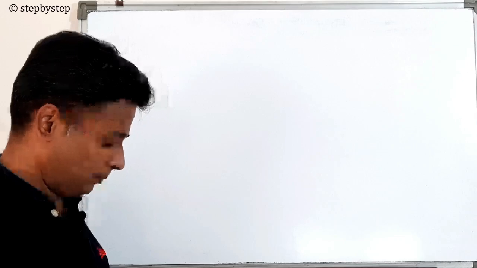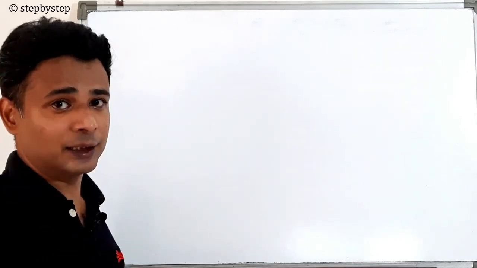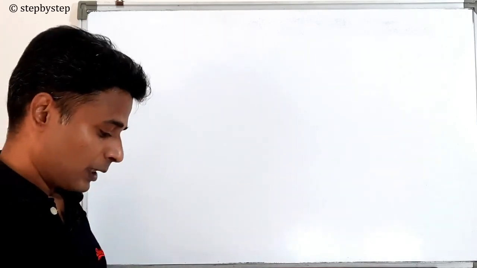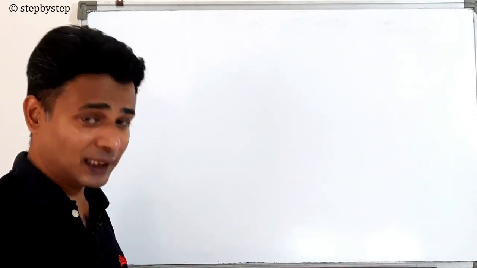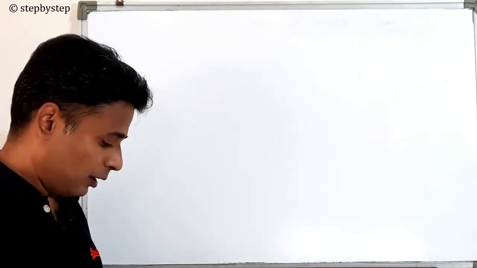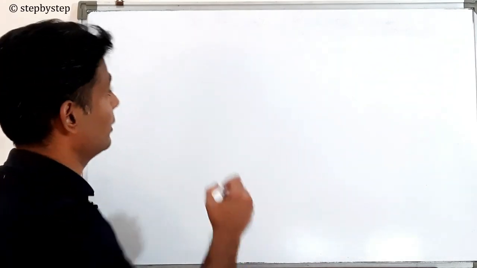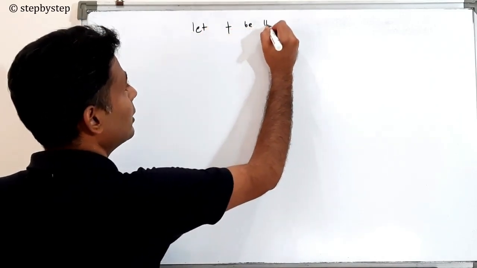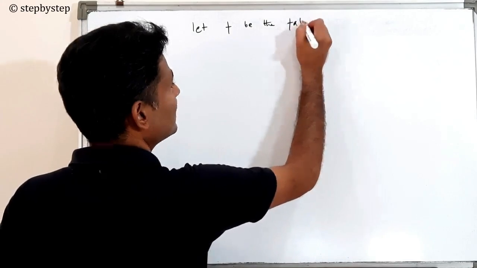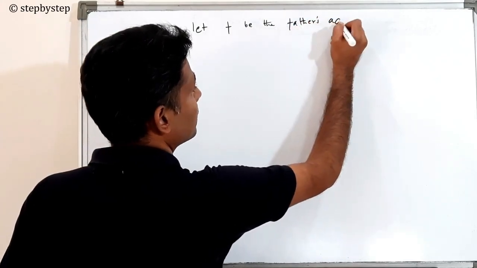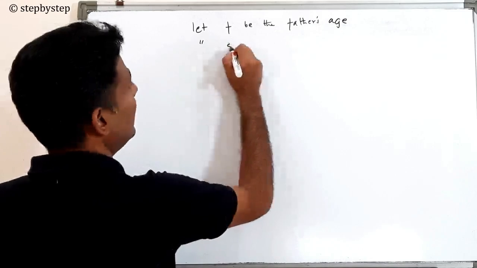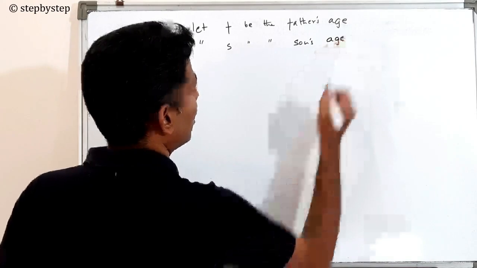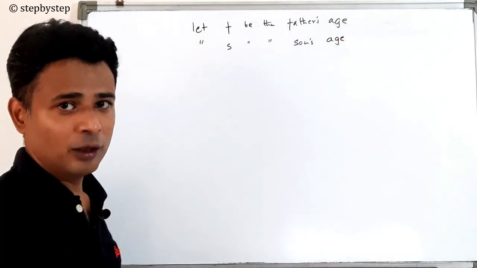Now the fourth problem: if twice the son's age is added to the father's age, the sum is 70. But if twice the father's age is added to the son's age, the sum is 95. Find the ages of father and son. So what do we take as our variables? Let f be the father's age, right? And let s be the son's age. Alright, so we can easily know which age we have found.